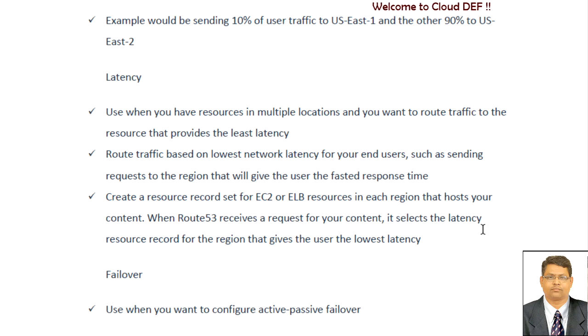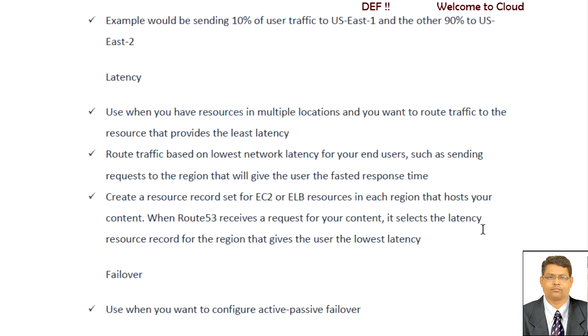Latency. Use when you have resources in multiple locations and you want to route traffic to the resource that provides the least latency. Route traffic based on lowest network latency for your end users, such as sending requests to the region that will give the user the fastest response time. Create a resource record set for EC2 or ELB resources in each region that hosts your content. When Route 53 receives a request for your content, it selects the latency resource record for the region that gives the user the lowest latency.